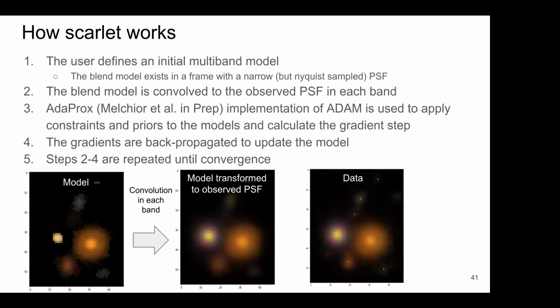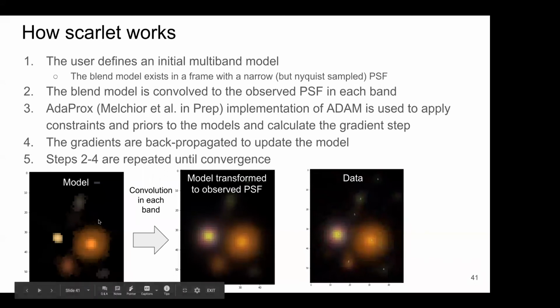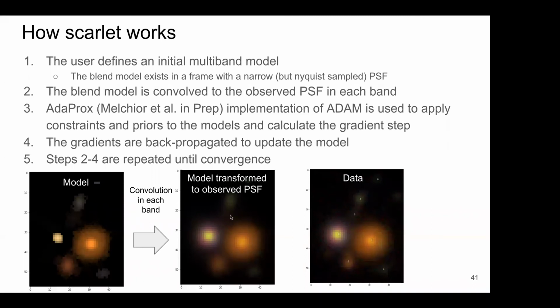So the basic Scarlet model is that we define an initial multiband model for each source in the blend. The blend model exists in a frame, or scene, that has a very narrow PSF, and that's what you see in the lower left-hand corner here. The advantage is that in this narrow PSF, most of the objects aren't actually blended together. It's only when we convolve that model to match the observed scene that we start to see increased blending. So we forward model to the observed frame, and then we can compare that to the data.